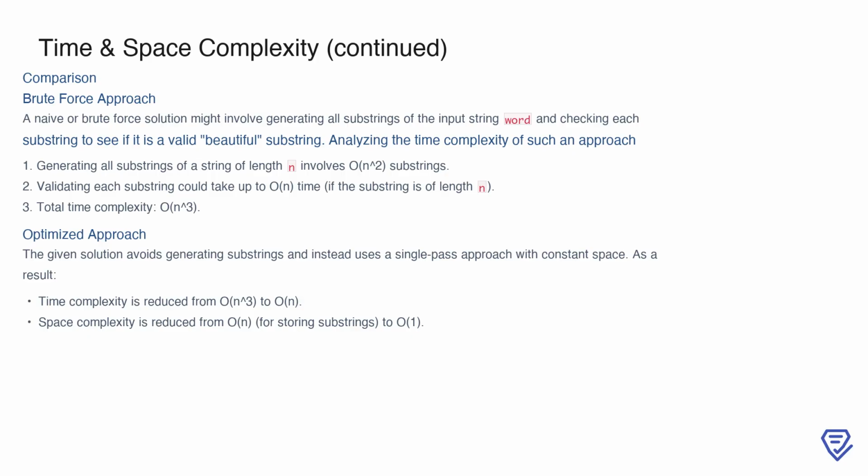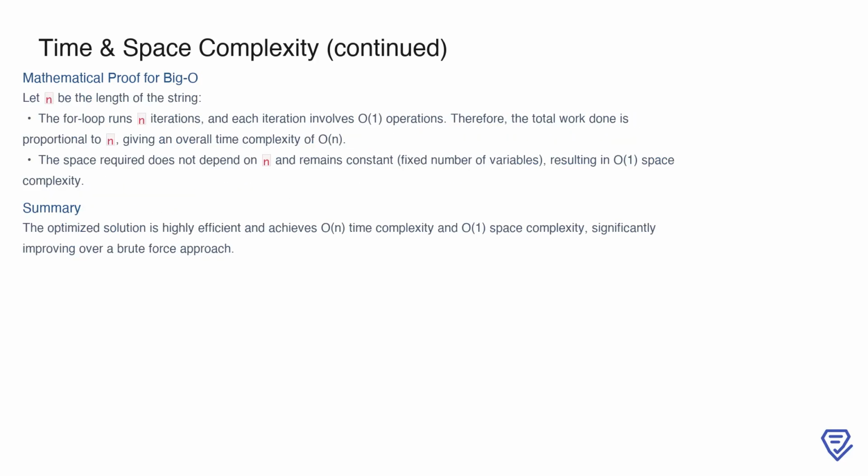In contrast, this optimized solution eliminates the need to generate substrings. By using a single pass and efficiently tracking the sequence with constant space, we reduce the time complexity from n cubed to n, and the space complexity from n, which would have been needed to store substrings, to 1. This is a significant improvement in both time and space efficiency. Finally, let's solidify the reasoning behind the big O complexity. With n representing the length of the string, the for loop runs exactly n iterations.